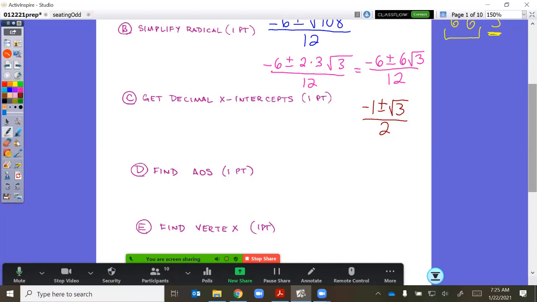So when I say decimals, I assume you're going to round to the tenths place, like 1.3 or something like that. Yeah.